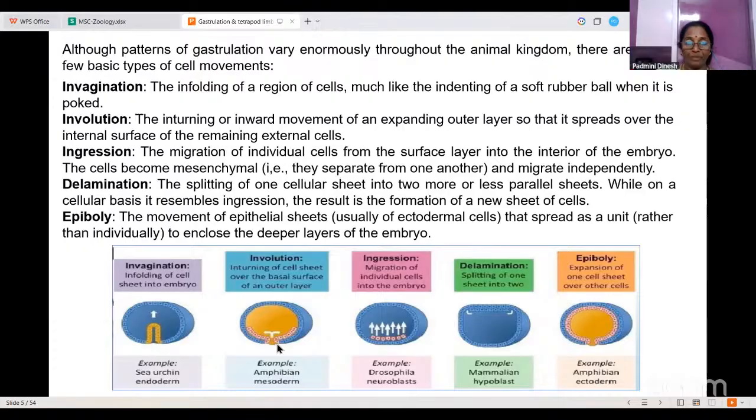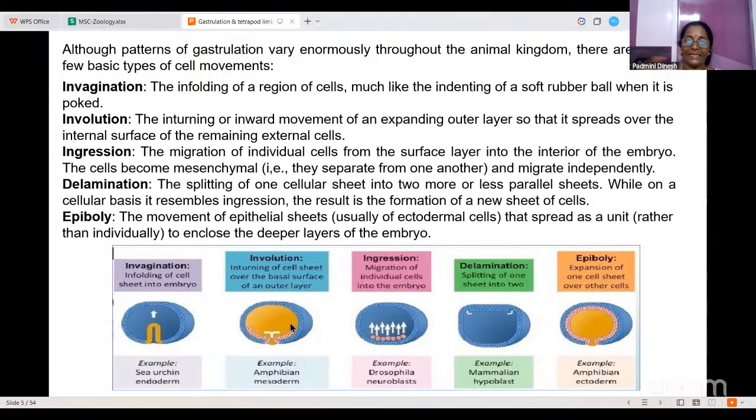Involution: there's a difference between invagination and involution. There is a dent over here also, but what is happening is, if you can see the cells on either side over here, that's a blastopore, the cells are going to involute and they are going to bend and take a round shape over there, right? So they're going to take a U-turn and go around over here. That is called involution.